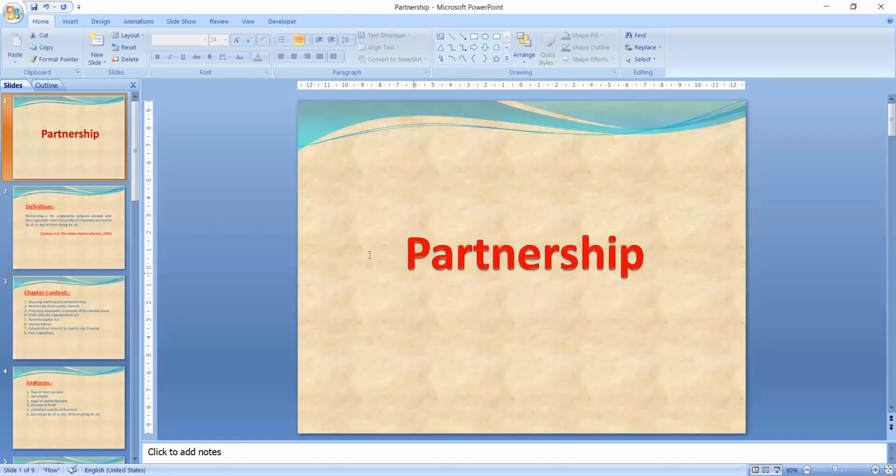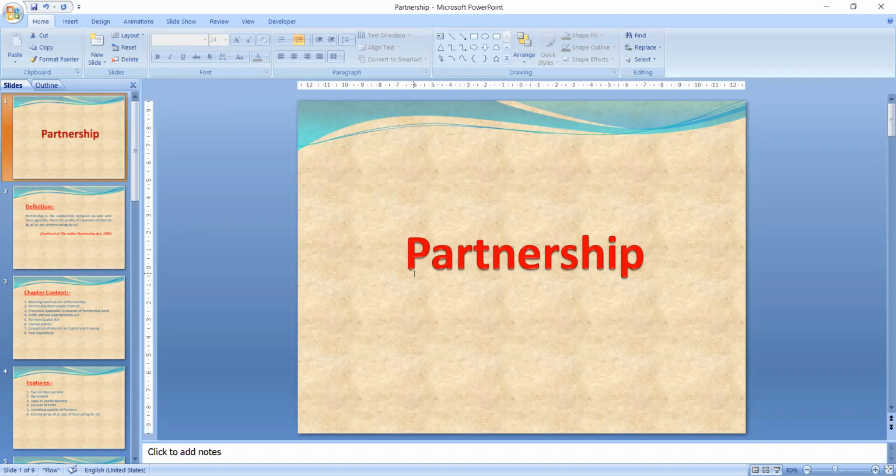What are the different forms of business? Partnership firms, sole proprietorships, company. Mainly there are three forms of business. The first one is proprietorship.